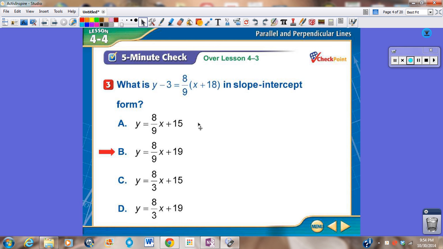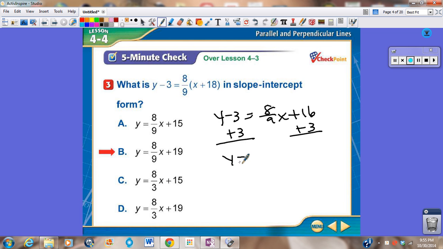Okay, here they want you to put this in slope-intercept form. Now they've shown you an answer, let me show you how they got it. What you're going to do is distribute this 8/9 times x and times this. So you're going to have y minus 3 equals 8 times x, plus, and if you don't know how to do this, just use your calculator. But basically 9 goes in 18 2 times, and then 2 times 8 should be 16. Then you're going to add 3 to both sides, okay? As you notice, you can eliminate a couple of them already because 8/3 don't work. You're going to have y is equal to 8 times x, and then it's going to be plus 19. And that's how they got D. Alright?